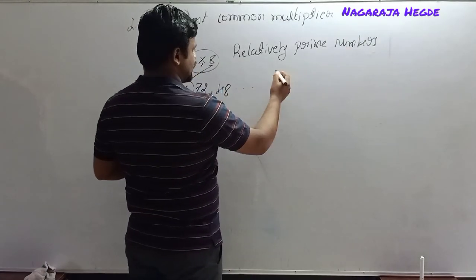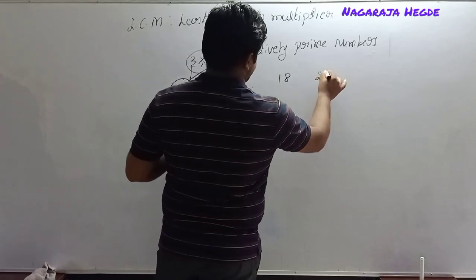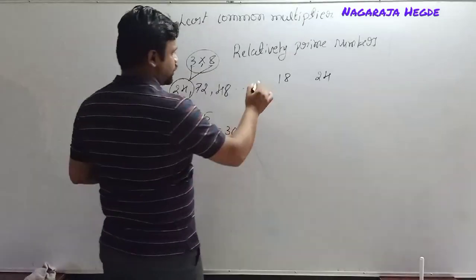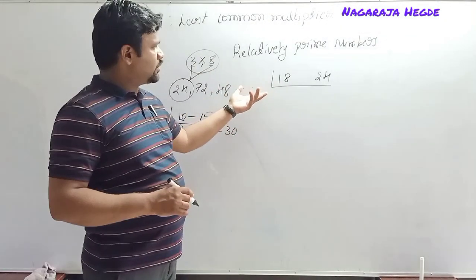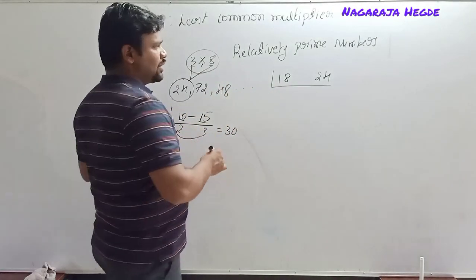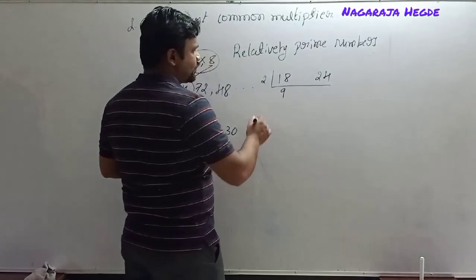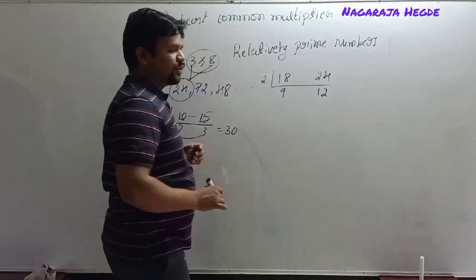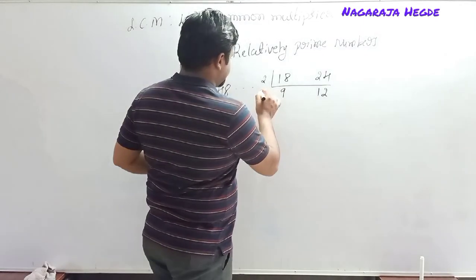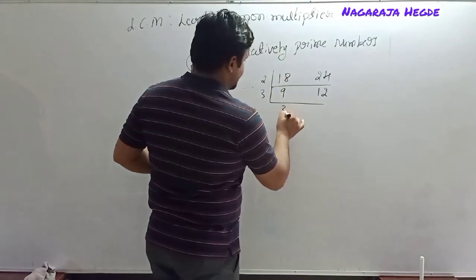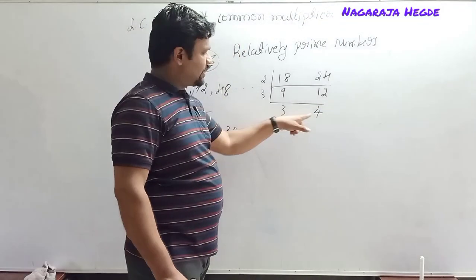Which one can we take? Let us take 18 and 24. What is the LCM of 18 and 24? See, they are not relatively prime numbers because 2 is a common factor. Not only 2, I think 6 is also a common factor. So which is the smallest common factor? 2. So we start with 2. 2 nines are 18, 2 twelves are 24. Next, if you see 9 and 12, again they have the common factor 3. 3 threes are 9, 3 fours are 12. Now they do not have any common factors. These two are relatively prime.